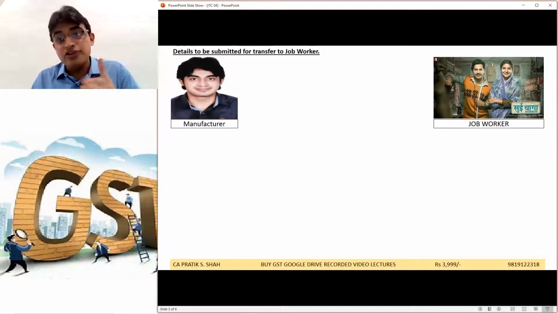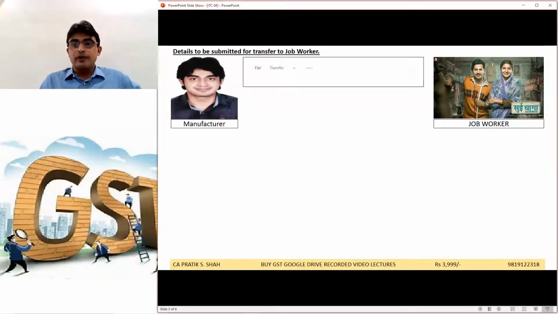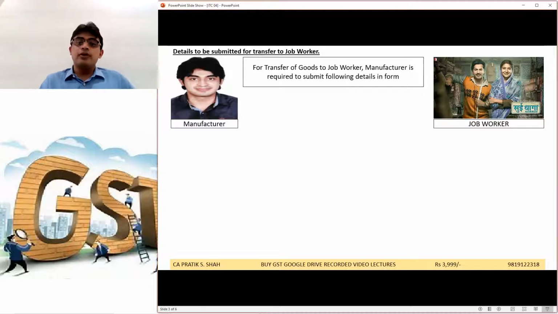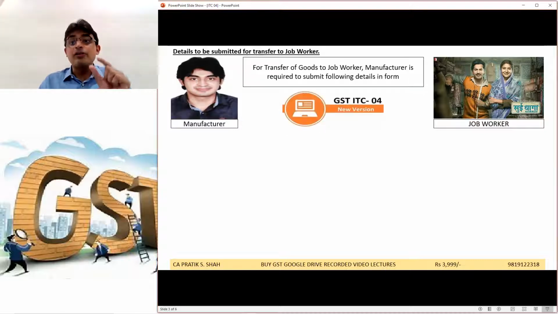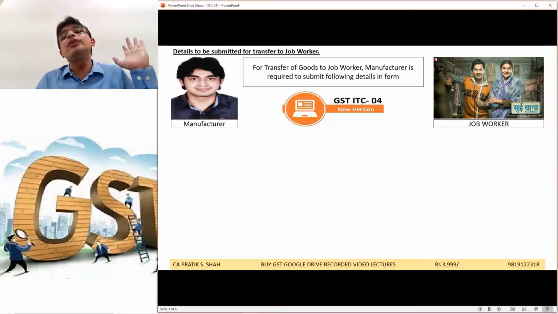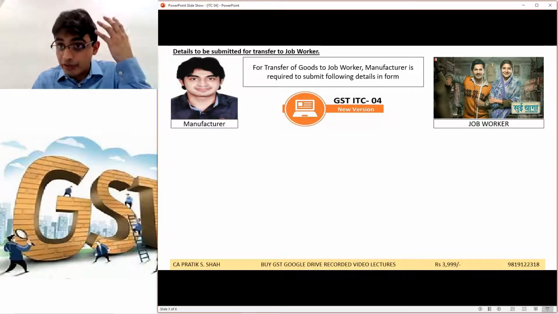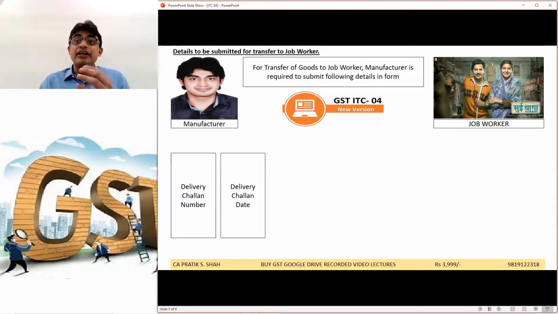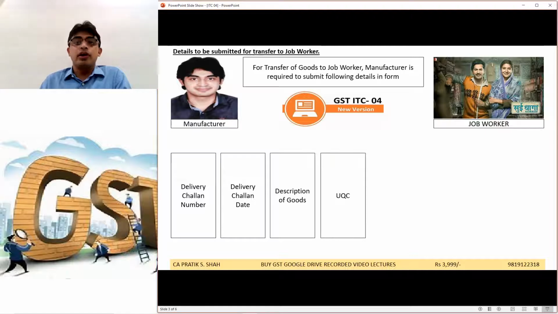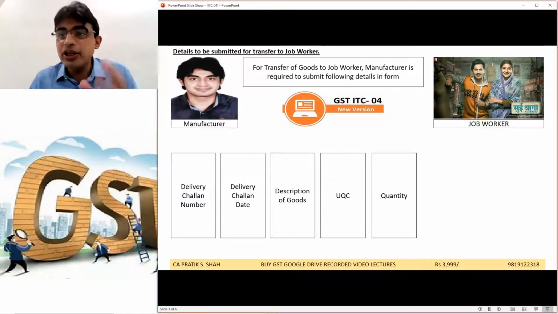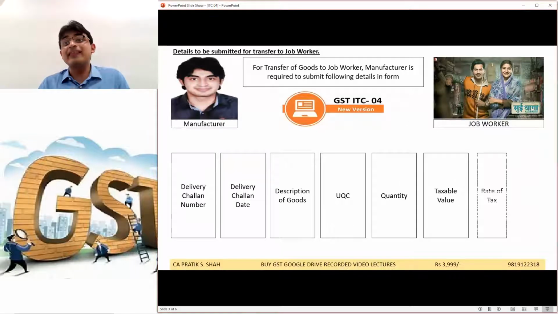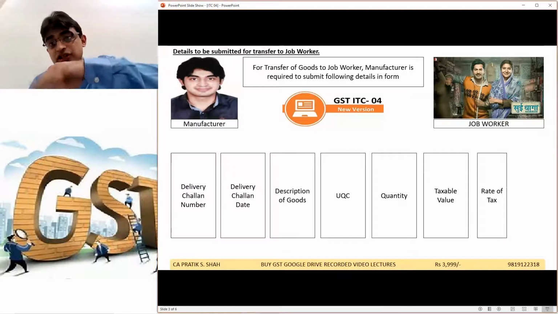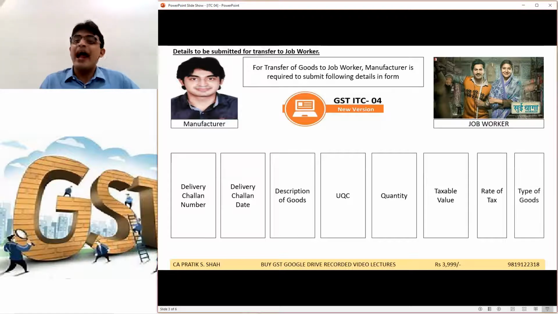There are certain forms which the manufacturer is required to fill. So for the transfer of goods, the manufacturer is required to fill form ITC 04. And in this form, I am required to give multiple details. What is the delivery challan number? What is the date when I transferred the goods through this delivery challan? Description of goods, what has gone? UQC: kg, meter, liter. How many quantities? What is the taxable value? What is the applicable rate of GST? It is not taxable, but still you have to write. And the type of goods.